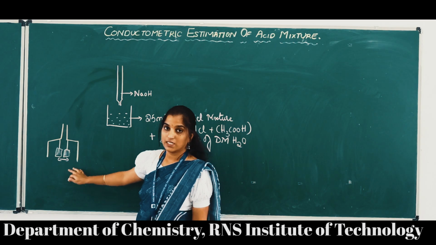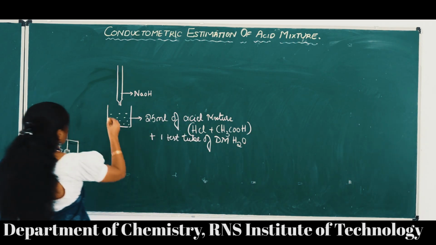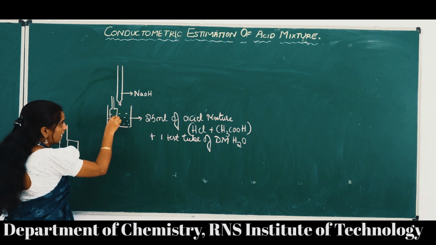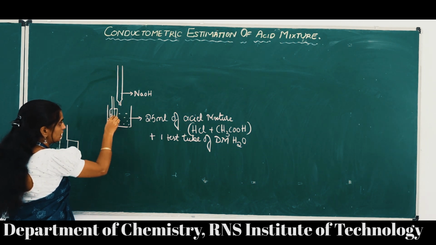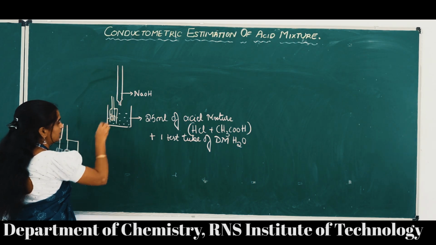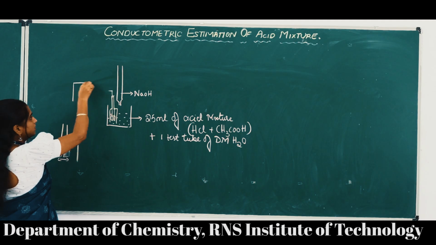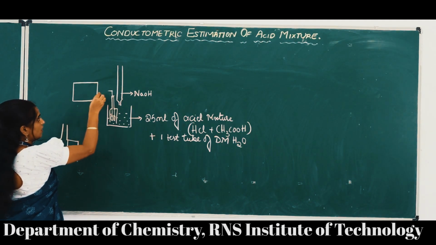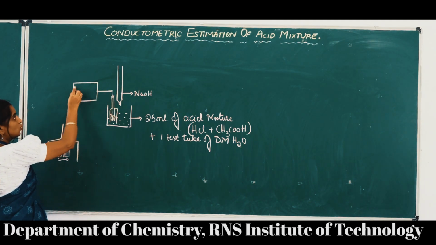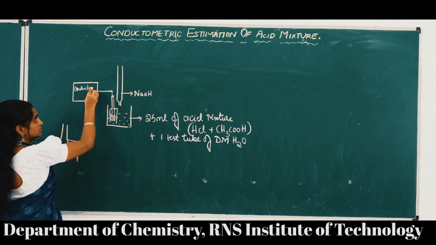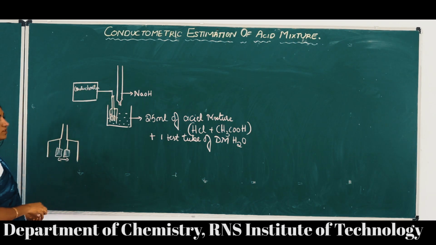So this conductivity cell, we are going to wash it thoroughly with the demineralized water, and it will be dipped in the solution whose conductance has to be measured, that is the sample. This conductivity cell will be connected to the conductometer, which will show the conductance values. So this is the setup.